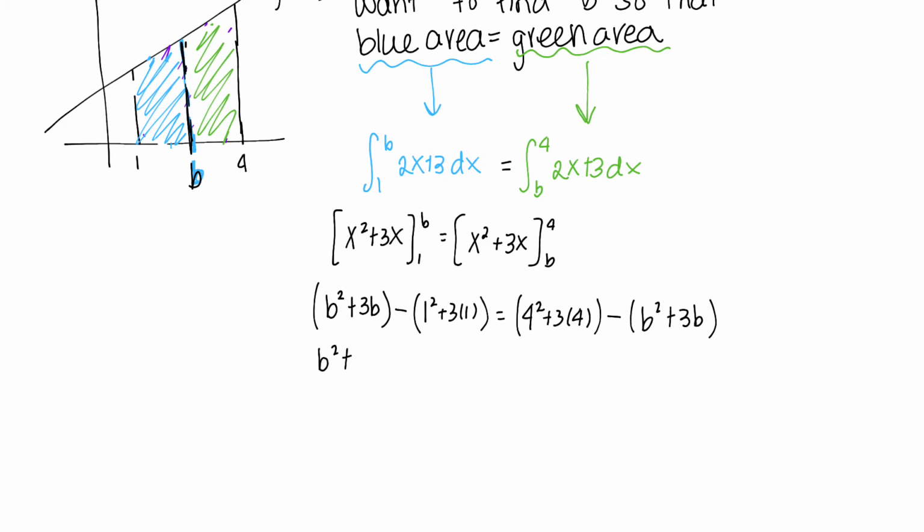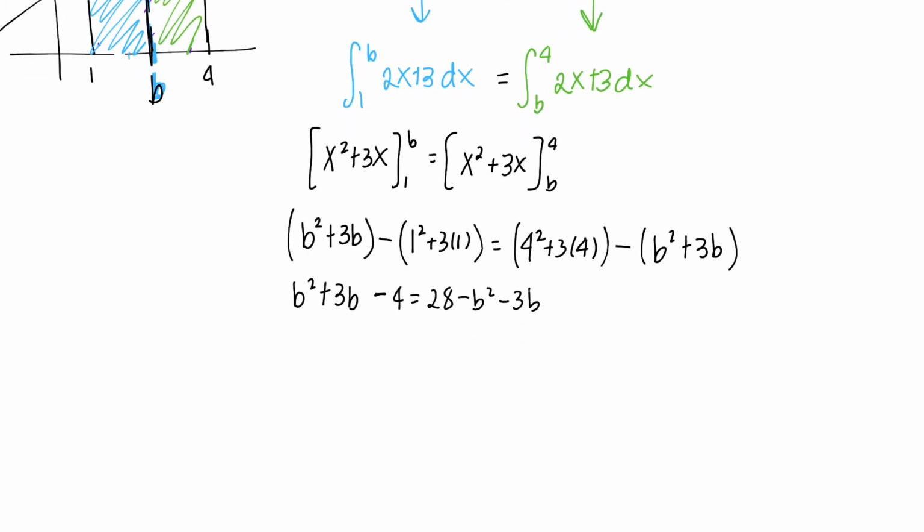So I get b squared plus 3b minus 1 plus 3 is 4, so this is minus 4, is equal to 16 plus 12 will be 28, minus b squared minus 3b. And we have a quadratic on one side and a quadratic on the other. If we move everything to one side, that is a quadratic we can solve for. And we can figure out what b needs to be by factoring it.